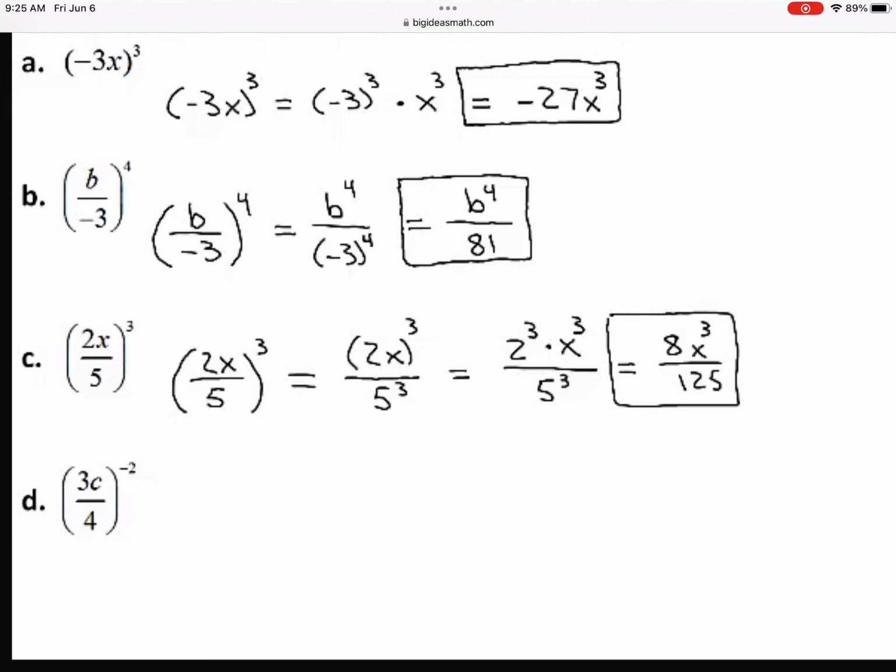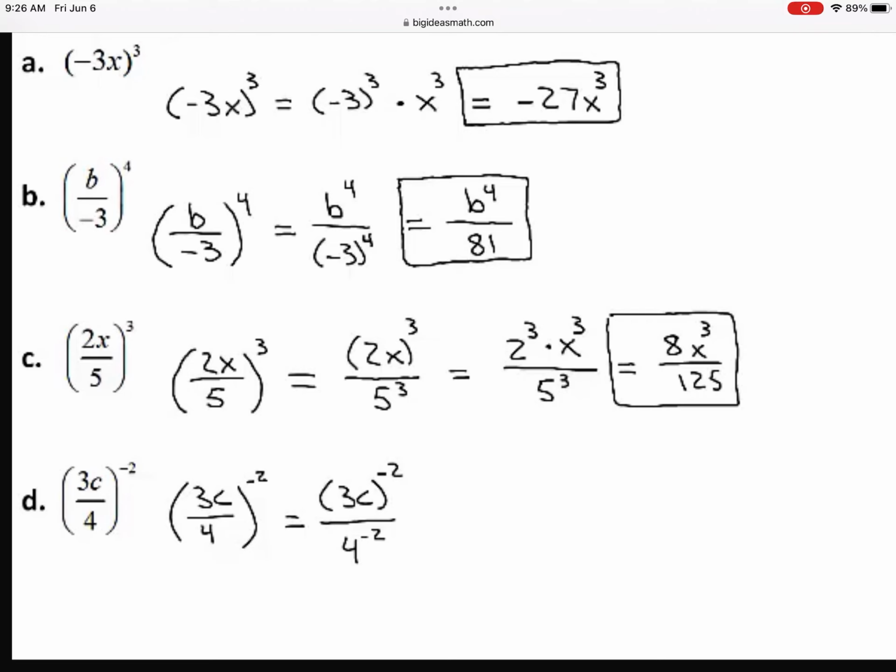Part D. The quantity 3c divided by 4 to the negative second power. The power of a quotient property says that to find the power of a quotient, find the power of the numerator and the power of the denominator and divide. So the quantity 3c divided by 4 to the negative second power equals the quantity 3c to the negative second power divided by 4 to the negative second power.